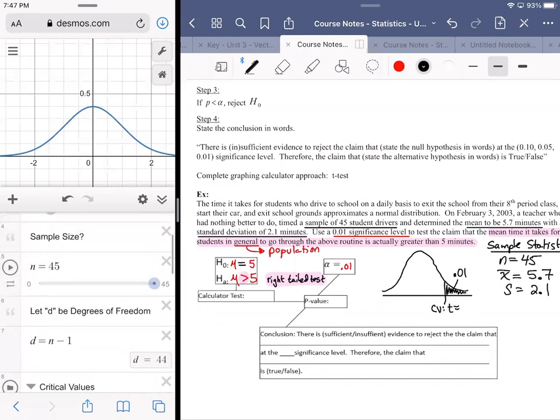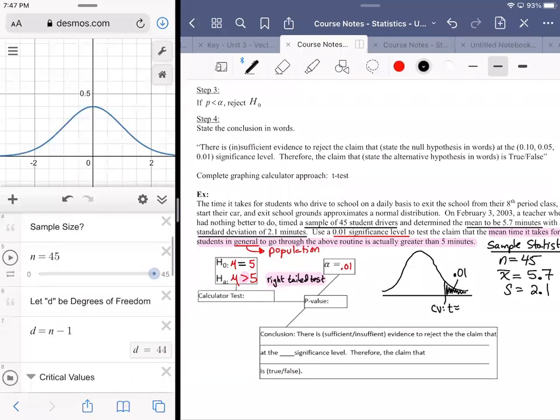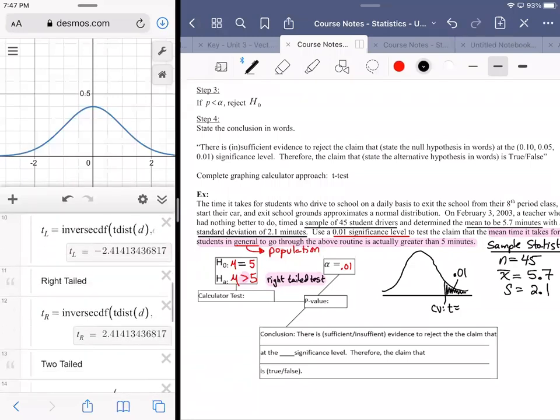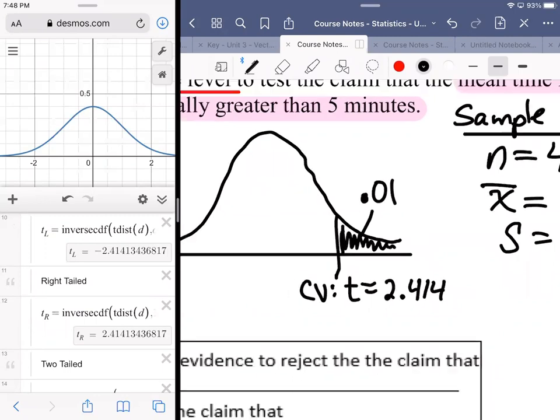If you typed in or scrolled to these values correctly, the alpha and the n value, then whatever number you get here, regardless of the notation, it just looks kind of funky, that's going to be the correct value. So in this case, 2.414. That's the cutoff for the rejection region. All right. So that shaded region here, that's the rejection region.